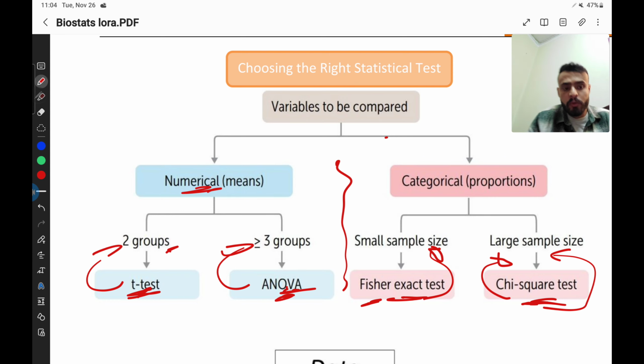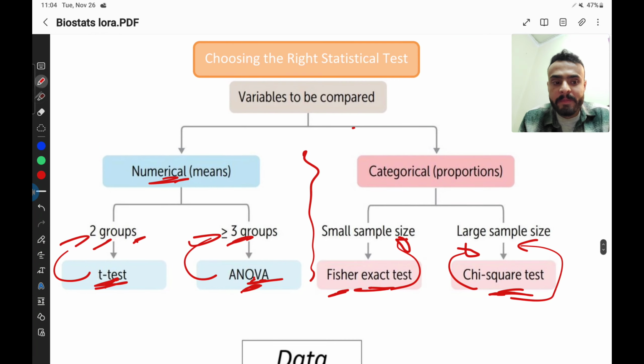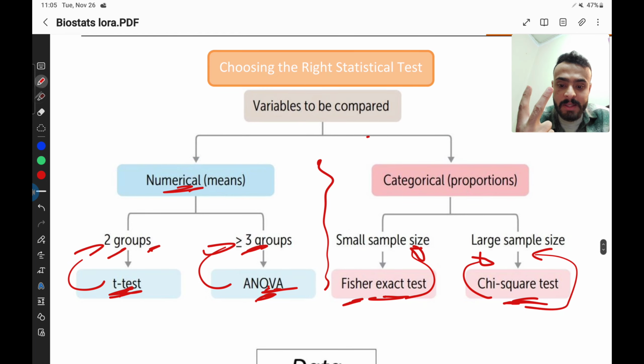Okay, for memorization purposes, t-test is 2 words, so it will go for 2 groups. ANOVA is more than 3 words, so it will go for 3 groups or more. So again, if my study has 2 groups and I'm collecting data in numbers, I will use t-test. If my study has 3 groups or more, and I'm collecting numerical data, then I will use ANOVA test. If I'm collecting categorical data and I have a small sample size, I will use Fisher. Large sample size, I will use chi-square.